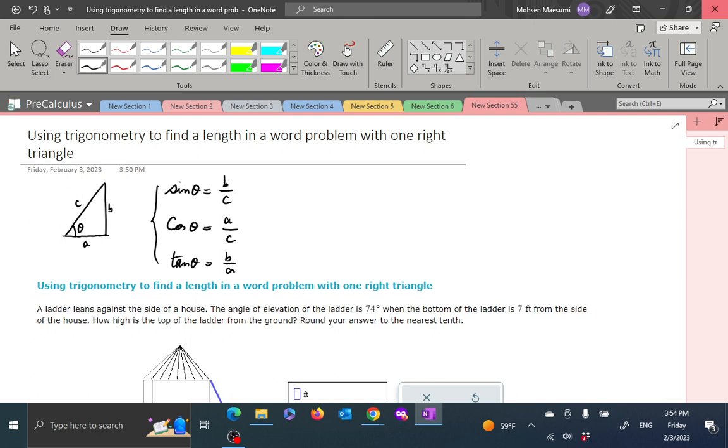Why just these three, not talk about cosecant, secant, and cotangent? Because they are not on a standard calculator. And why bother? These three are going to do the job for us. Why bring something else in? It's already a crowded situation.